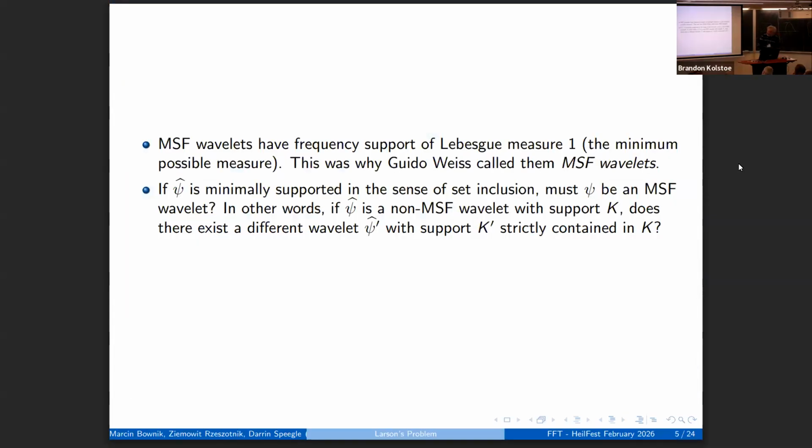So I'm not 100% sure who came up with the terminology of MSF wavelets. I think it was probably Guido or Eugenio. I'm not sure. No, it was not. Okay, so I thought it was probably Guido.